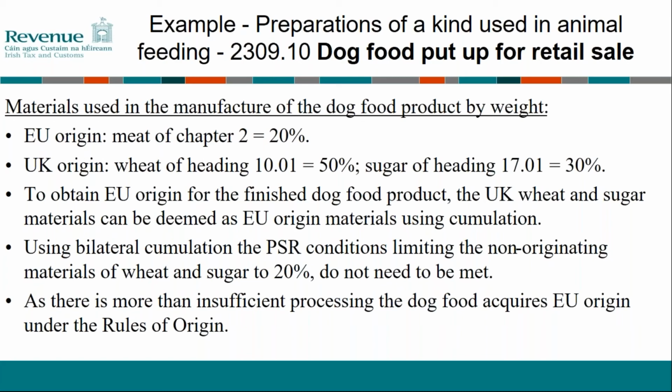So again, it's an awareness around how that applies, and then obviously the reverse applies when you're importing from the UK as well. So as there's more than insufficient processing, this dog food would acquire the EU origin under the rules of origin under that TCA agreement. So again, it's an awareness around how these weights can affect the rules of origin and how the TCA impacts on it.